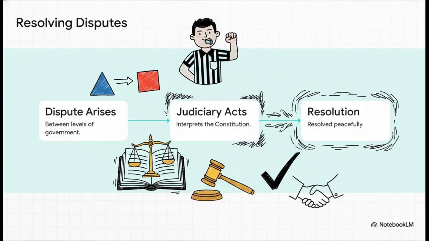First, a dispute naturally pops up between the different levels of government. Maybe a state thinks the central government is overstepping. Second, the independent judiciary steps in. They read that written constitution, interpret the supreme law, and act as the neutral referee. Finally, the dispute is resolved peacefully. Without this independent referee, the whole system would just freeze up every time there was an argument.